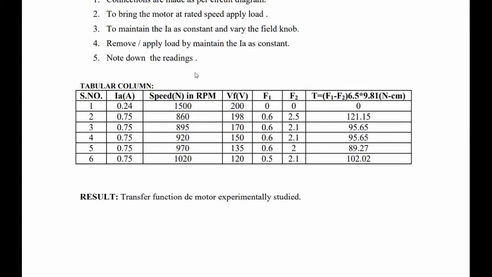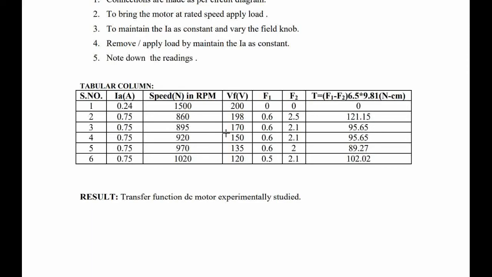In tabular form: IA, the armature current; the speed, which is determined with the help of a tachometer and measured in revolutions per minute; the field voltage; and the weights, that is F1 and F2. With the help of the torque equation, T is equal to F1 minus F2 into 6.5 into 9.81 Newton centimeters.